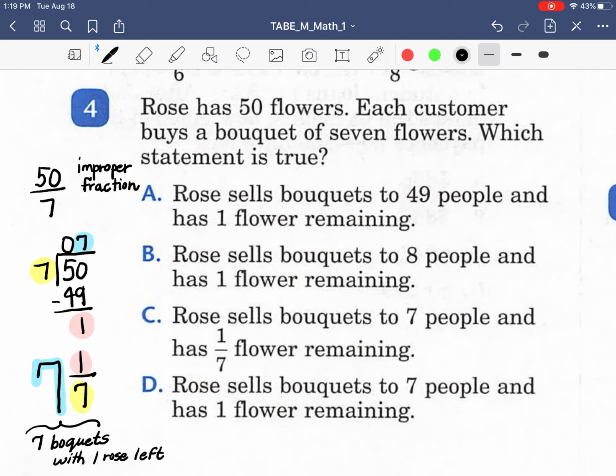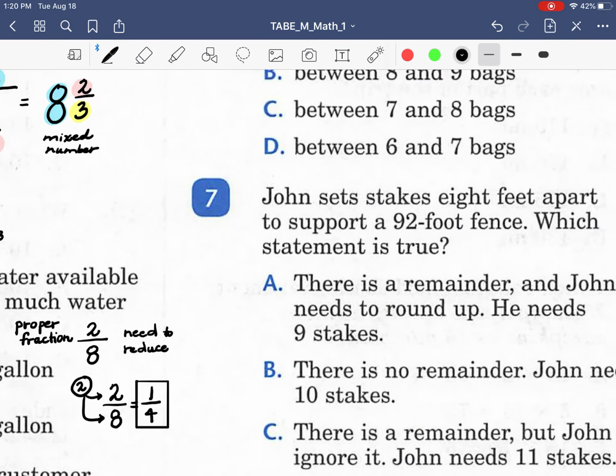That Rose sells 7 bouquets to 7 people, because each person buys 1. So she sells to 7 people and has 1 rose remaining. And that is D. Be careful with that one, because it messes with your mind just a little bit. You have to be able to find that mixed number and then read that mixed number. And that's not easy to do without a lot of practice.